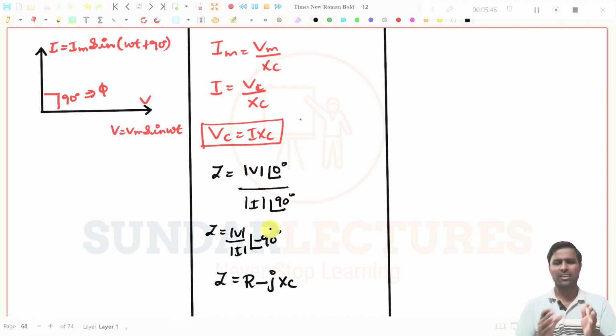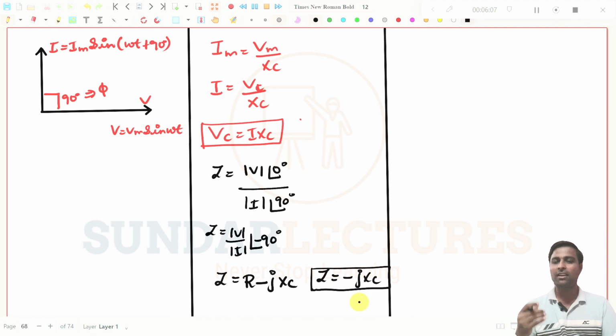Try to understand. In a purely inductive circuit, Z will be equal to R plus jXl, and there R will be equal to 0. If it is a purely inductive or purely capacitive circuit, the resistor value will be 0. So commonly I can write Z will be equal to minus jXc in a purely capacitive circuit. If it is a purely inductive circuit, then R will be 0, so plus jXl will be the Z value.